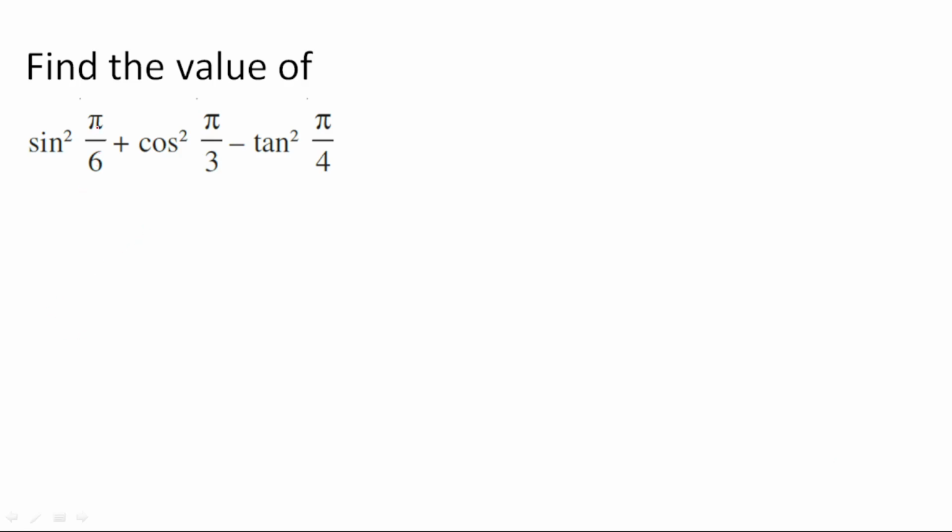Here, in place of degree, it is given in pi. We know that pi is equal to 180 degree. If we want, we can convert it. So sine square pi by 6: pi by 6 is 180 degree by 6, so 30 degree. And cos square pi by 3 will be 60 degree, minus tan square pi by 4, which is 45 degree. Like this we can write, or we can directly substitute the values as we already know them.